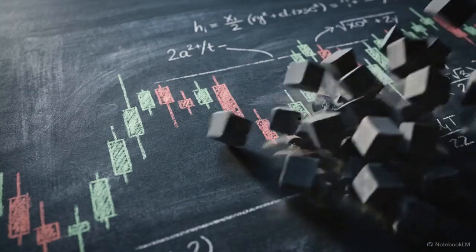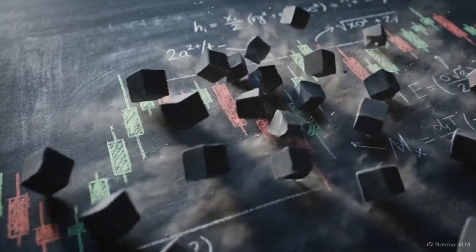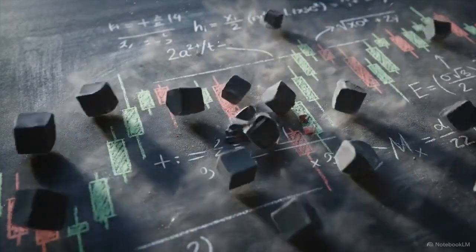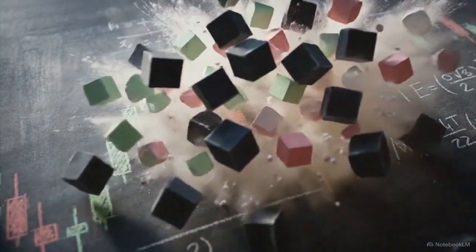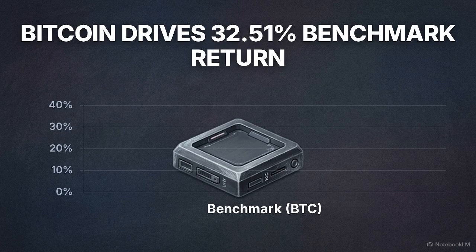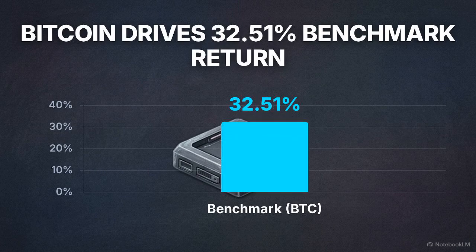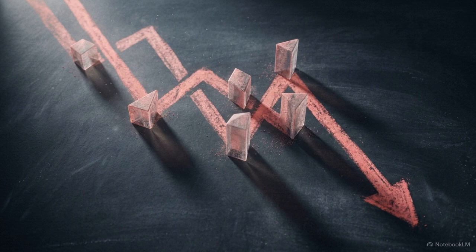Cryptocurrency markets operate as engines of continuous volatility, defined by severe, unpredictable price swings. A raw, unmanaged buy and hold strategy on a benchmark like Bitcoin yields a 32.51% absolute return, but it forces investors to absorb massive drawdowns and extreme structural risks.